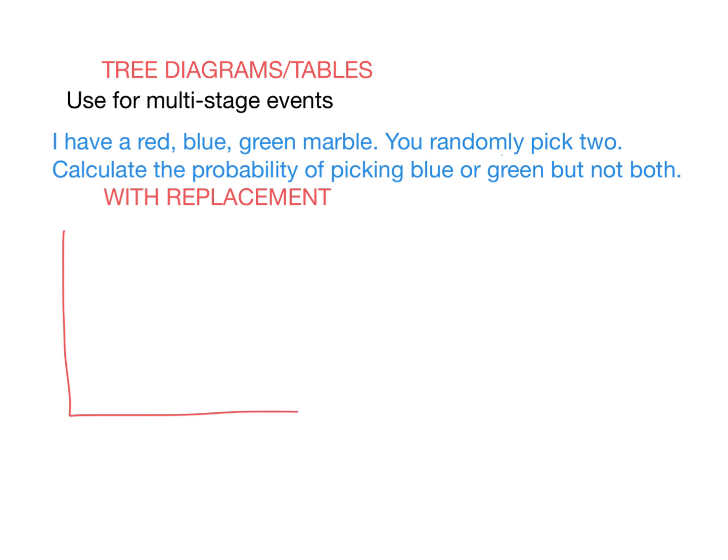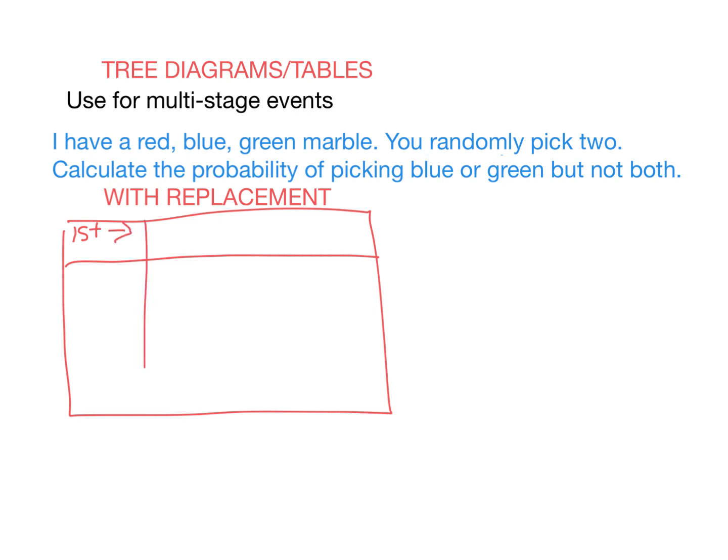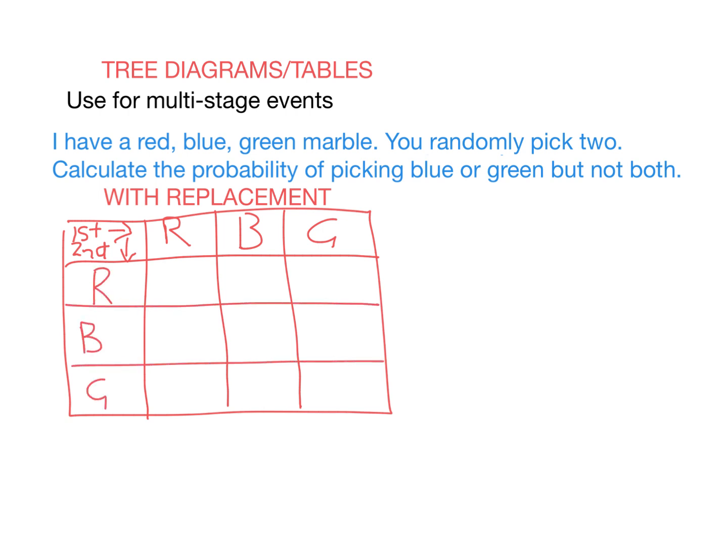So let's start by drawing up a table. Across the top, we're going to list the possible outcomes of the first marble that's picked. The first marble that's picked can be red, blue, or green. Down the side, we're going to list the outcomes of the second marble being picked. Because we can pick the same marble twice, because it's with replacement, the options are red, blue, and green. In this space here, we're going to list all the possible outcomes. So you can get a red first, then a red second, blue then red. You can get a green then a red, and so on.